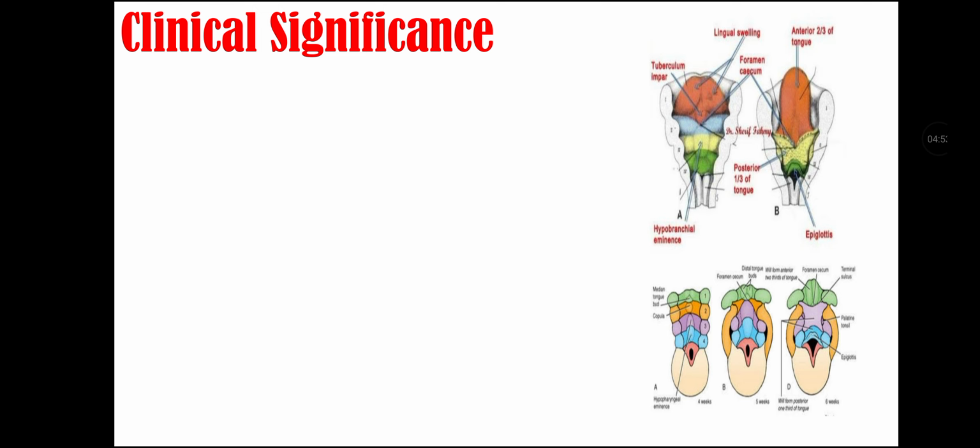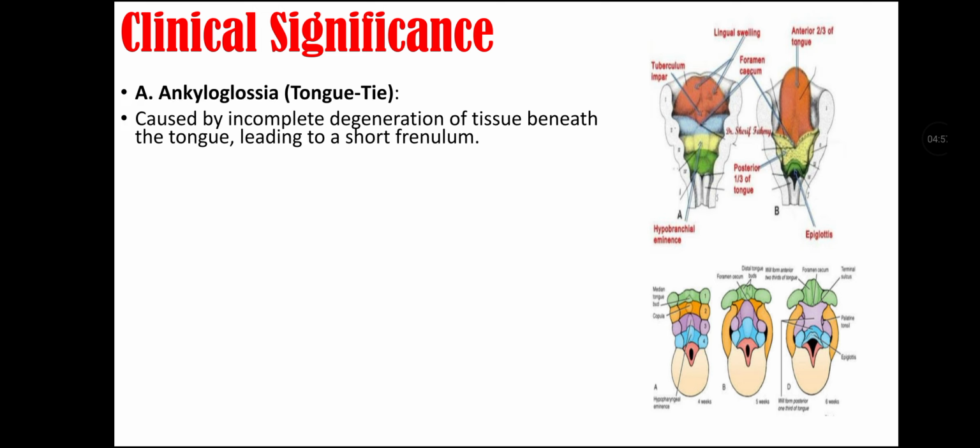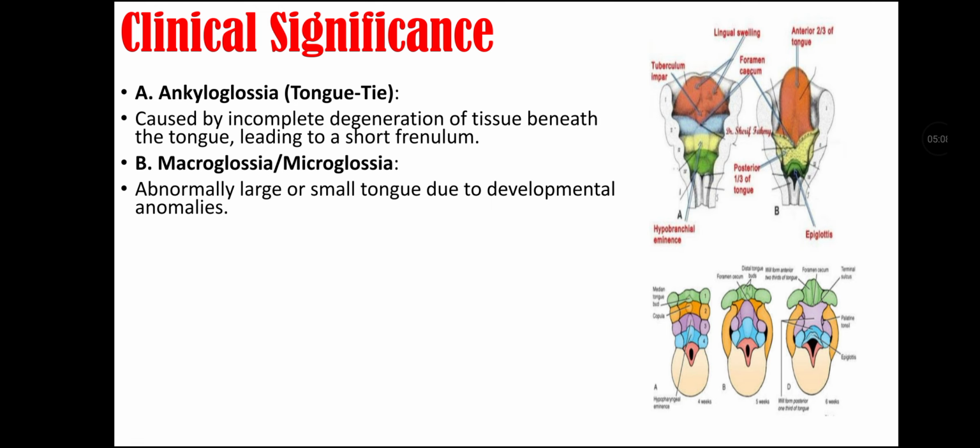Clinical significance of tongue development. First, there may be ankyloglossia, that is also called tongue tie. It is caused by incomplete degeneration of tissue beneath the tongue and it leads to a short frenulum. Second significance is macroglossia or microglossia. It is abnormally large or small tongue due to developmental anomaly. If the tongue is large, it is called macroglossia, and if tongue is small, it is called microglossia.